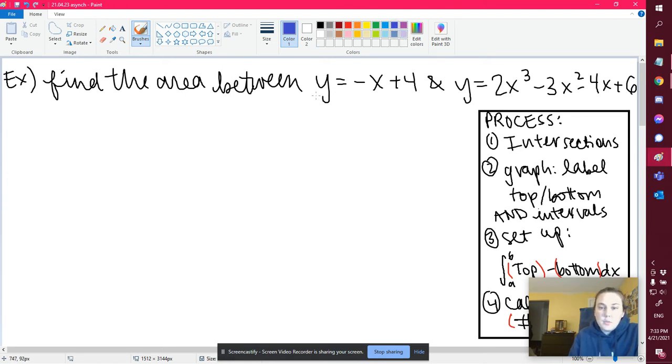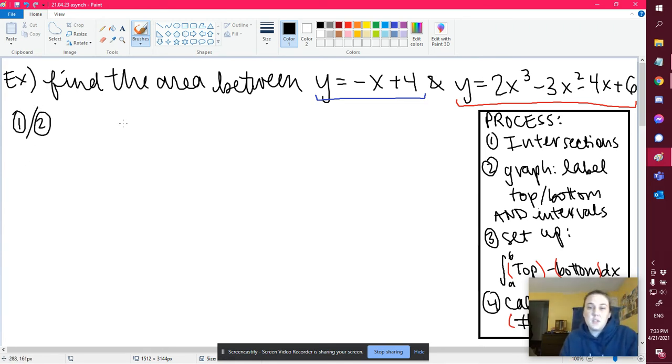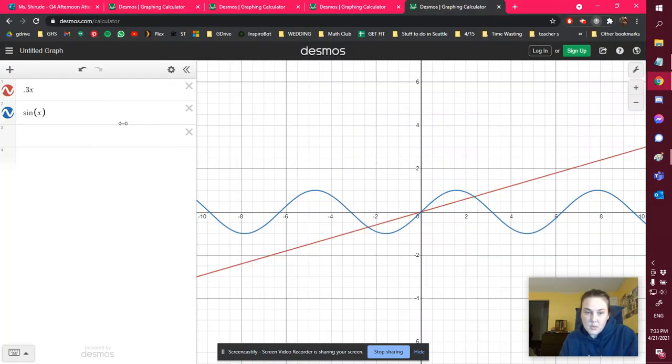Find the area between y equals -x plus 4 and y equals 2x cubed minus 3x squared minus 4x plus 6. All right. The first step is finding the intersections, and the second step is graphing these functions. I'm going to do both of these steps at the same time. I'm going to go over to Desmos.